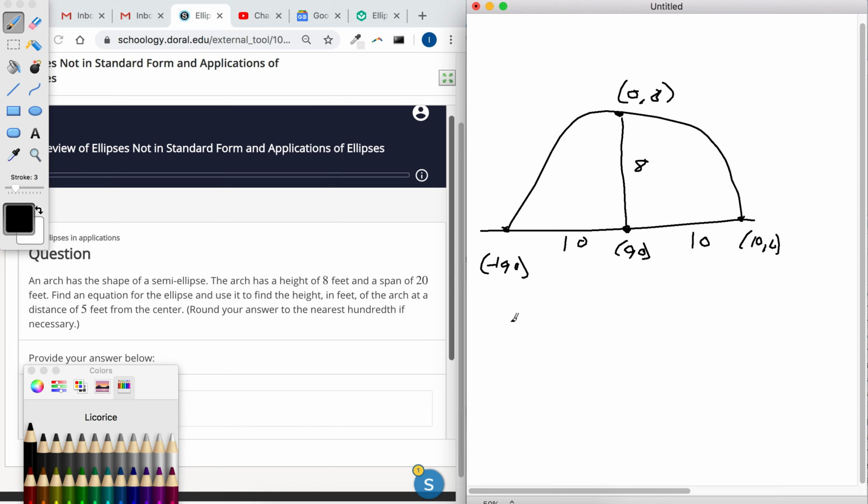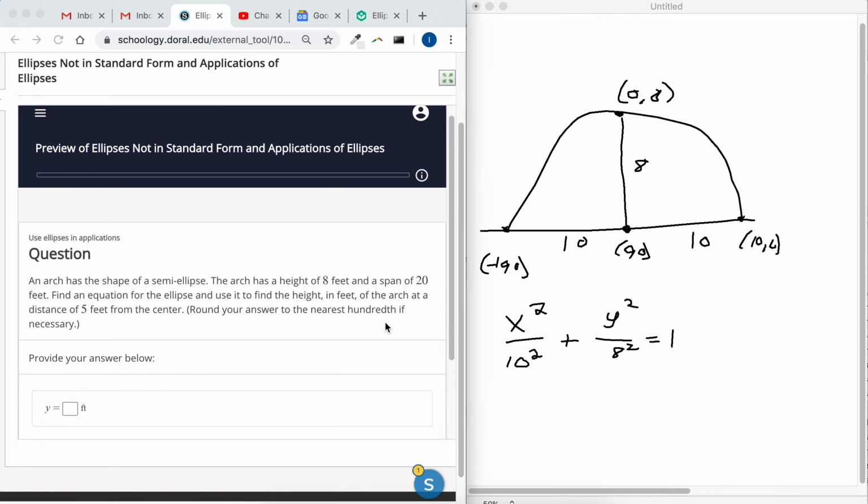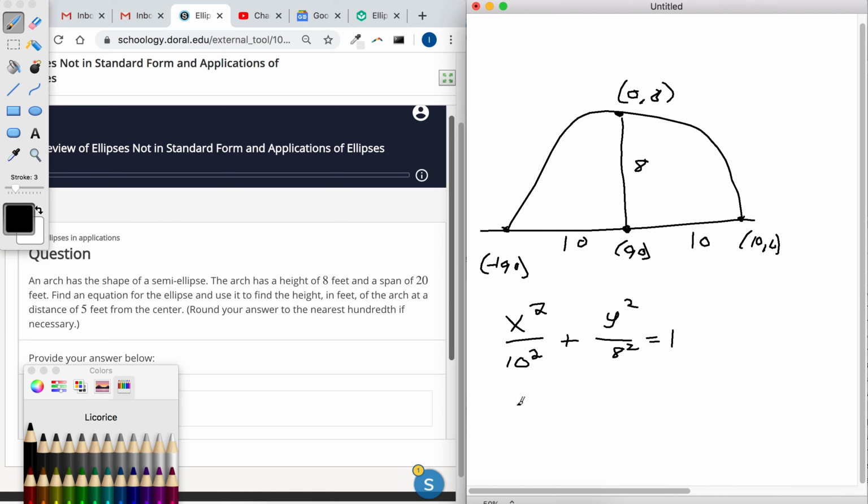Okay, so the equation of the ellipse: the x-axis has a radius of 10, so 10 squared, and then the y-axis is a radius of 8, and we set that equal to 1 when we're talking about the equation of an ellipse. Now we can use this equation because they want to know the equation for an ellipse and use it to find the height of the arch at a distance of 5 feet from the center. So they want to know y when x equals 5.